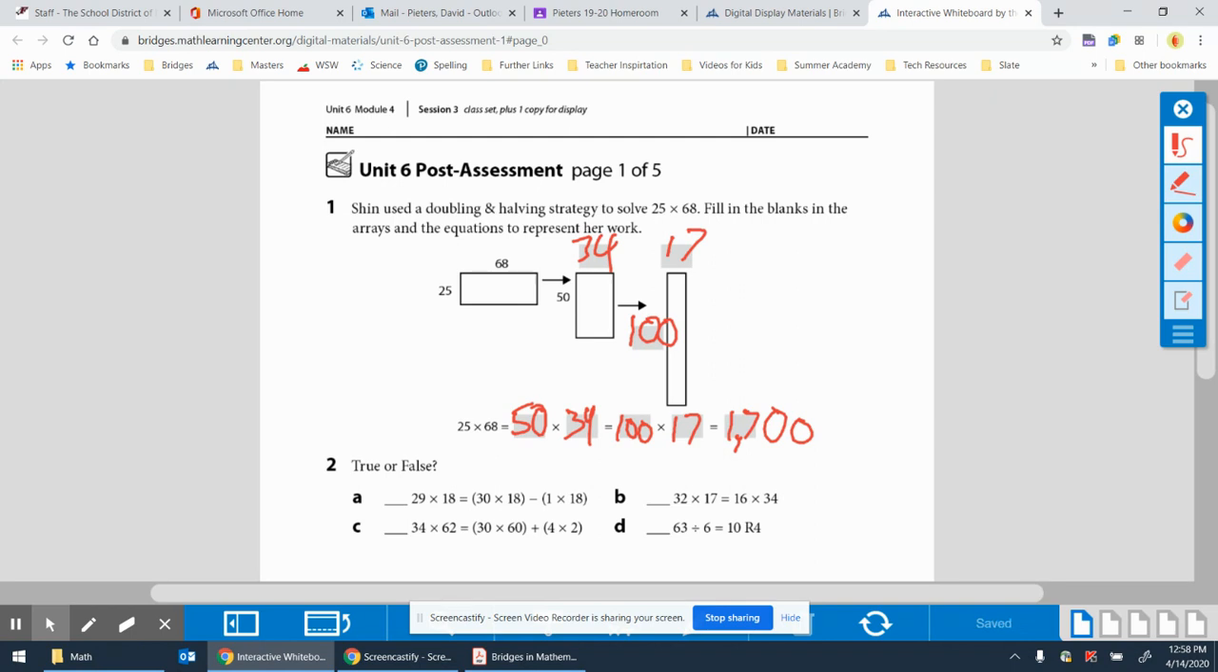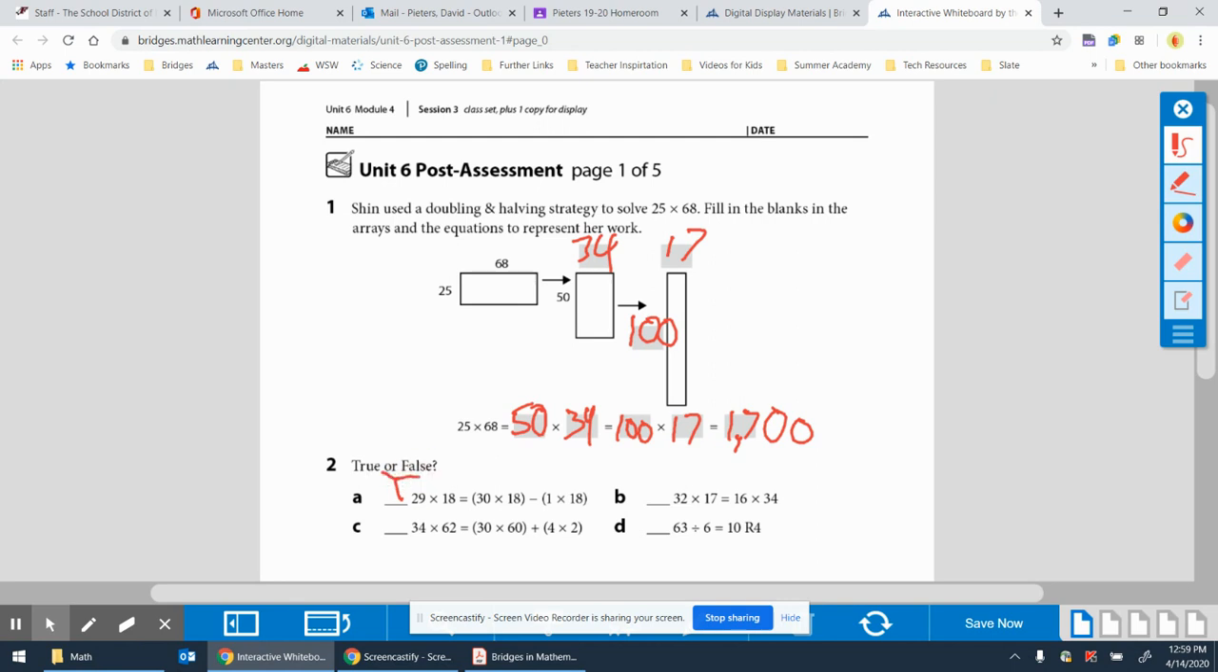Once again, the big thing with that one is looking at the doubling and halving strategy there. Next, we're doing true or false. We need to check the problems and see which ones are correct and which ones they possibly made a mistake somewhere along the way. Once again, they're going to be using some of our strategies, doubling and halving, splitting, different things like that. If you look at the first one, we have 29 times 18 equals 30 times 18 minus 1 times 18. They went from our 29 and moved it up to 30. That 1 gets multiplied by 18, so they had to remove that. So this one is true.